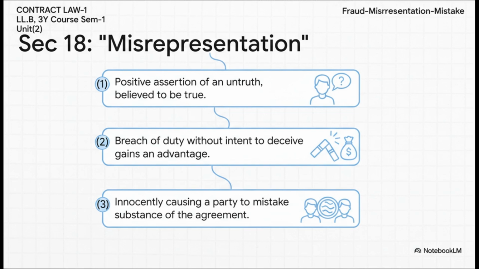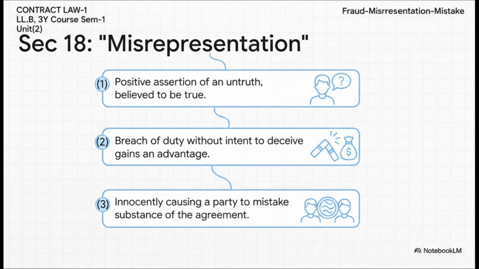Section 18. Misrepresentation defined. Misrepresentation means and includes 1. The positive assertion in a manner not warranted by the information of the person making it, of that which is not true, though he believes it to be true. 2. Any breach of duty which, without an intent to deceive, gains an advantage to the person committing it, or anyone claiming under him, by misleading another to his prejudice, or to the prejudice of anyone claiming under him. 3.